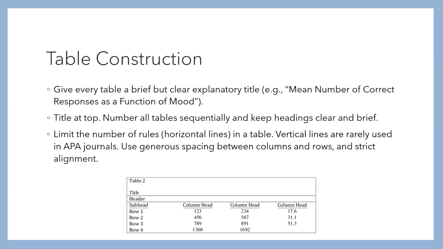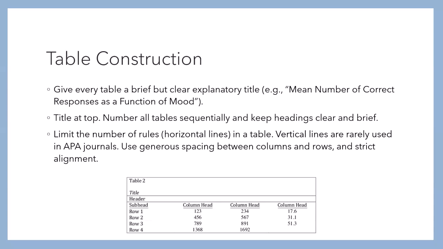You should give any tables you include a brief but clear explanatory title. For example, mean number of correct responses as a function of mood. The title is at the top of the table, as you can see below when looking at the example. You number all tables sequentially and keep headings brief and clear.